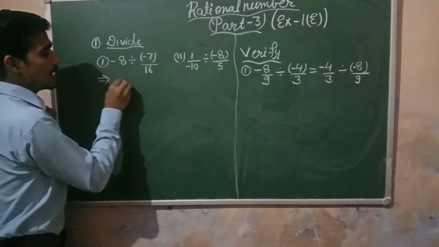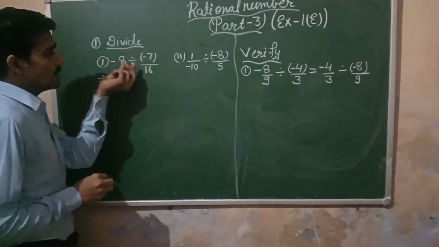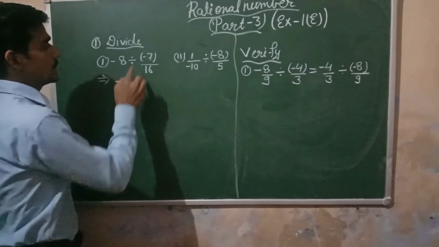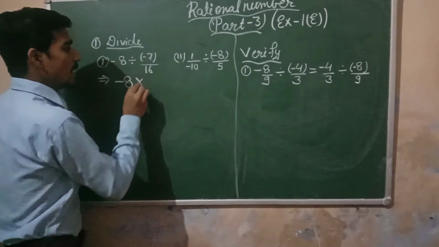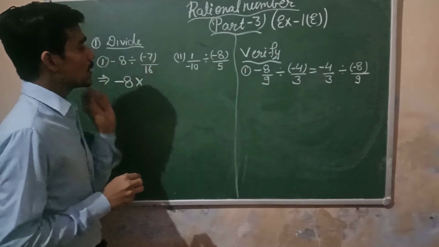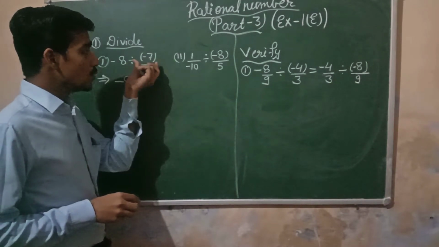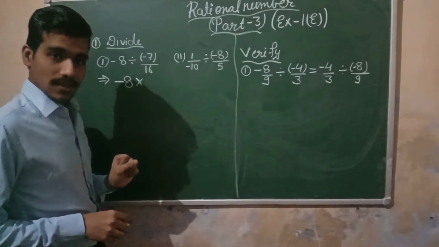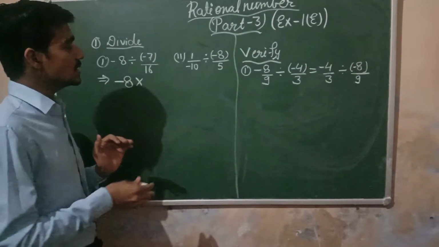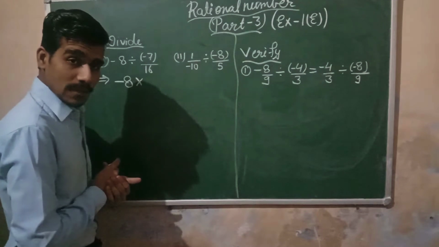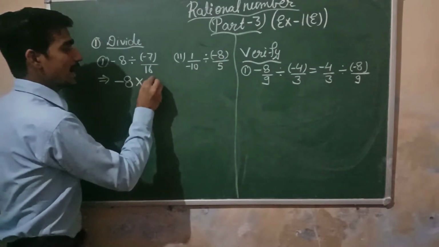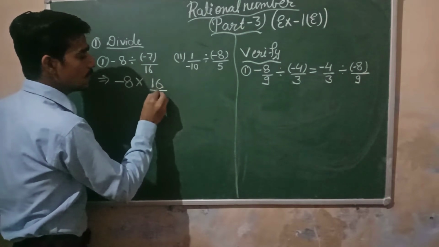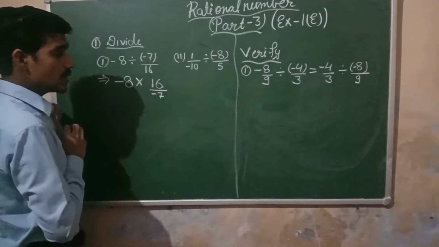Firstly you will write minus 8. Here divide. Clear? Divide converts into multiply. And minus 7 upon 16 here, that's why you will write the reciprocal of minus 7 upon 16. Clear? Reciprocal means just like 16 upon minus 7. Clear? You will write 16 upon minus 7. Clear, student?